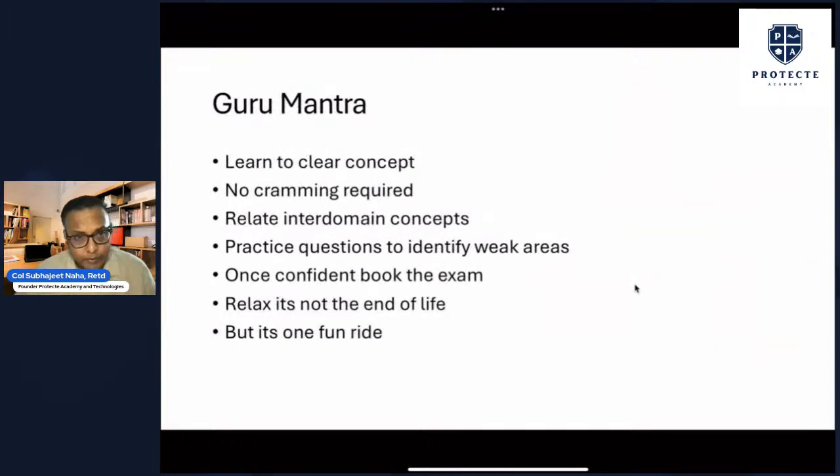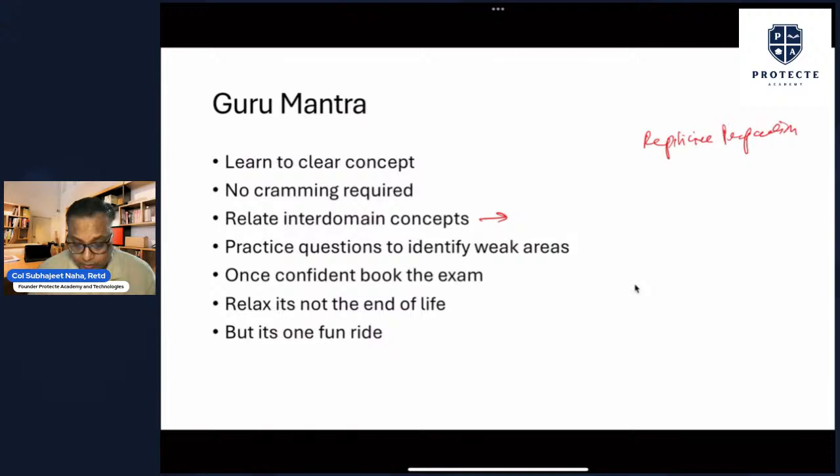Now, a few Guru Mantras: learn to clear concepts. Your concept should be amply clear. No cramming required. This exam doesn't require any cramming, but it requires repetitive preparation. Why? So that once you see the content in front of you, you remember, okay, this question is from PCI-DSS, or this question is from this particular model. Relate inter-domain concepts. There will be questions mixed from two or three different domains, trying to test all three domains. So that will be the type of questions you can face.